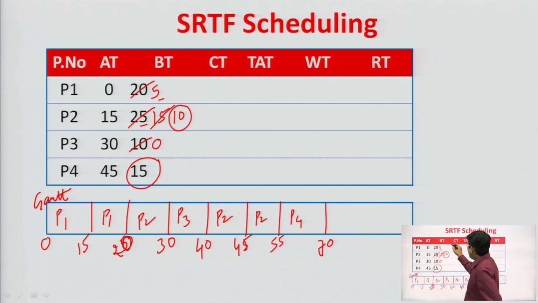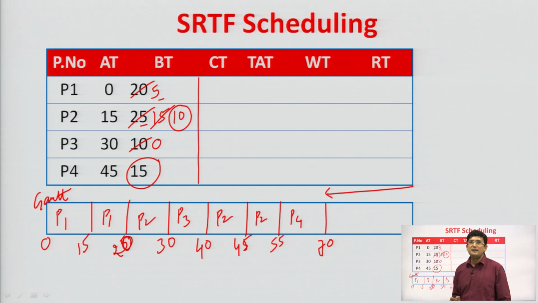Now, let us find out the parameters. For the completion time, let us look at the Gantt chart from right to left and see what is the last time the process has appeared in the Gantt chart. So, process P4 is seen at 70 time, process P2 is seen at 55 time, process P3 is seen at 40 time, process P1 is seen at 20 time.